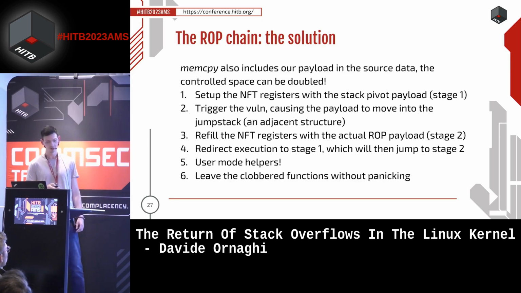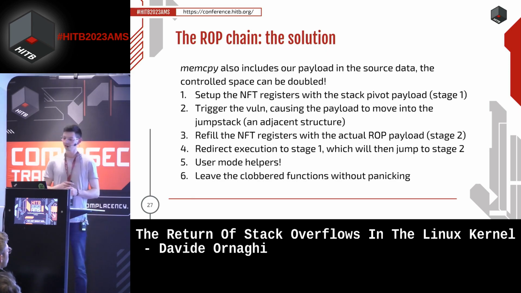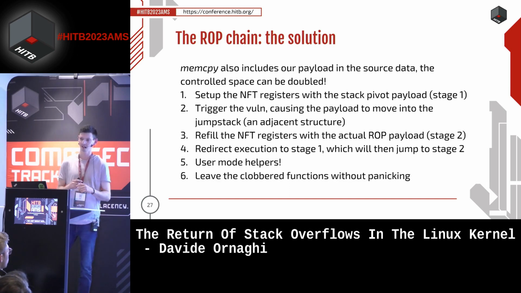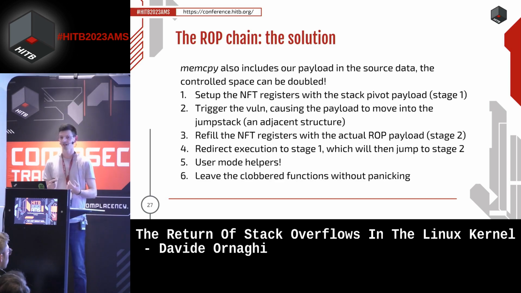So what is the solution? The said memcpy also includes our payload in its source. So we can actually duplicate our content at the beginning of the exploitation. So we first set up the NFT registers with our stack pivot. Then we trigger the vuln, and the memcpy will duplicate our content elsewhere, in the jump stack in particular. But it's still pretty much controlled by the user, so we also have another space that we can control.